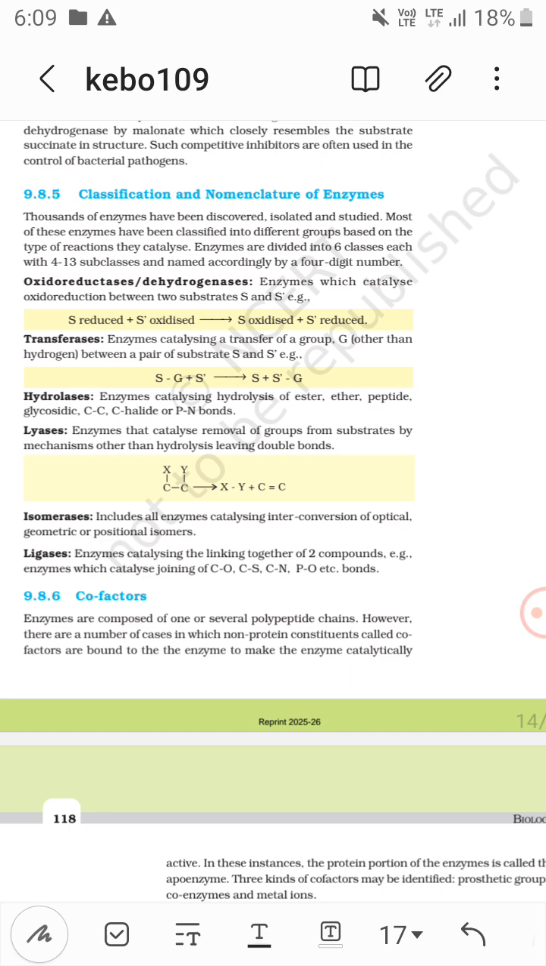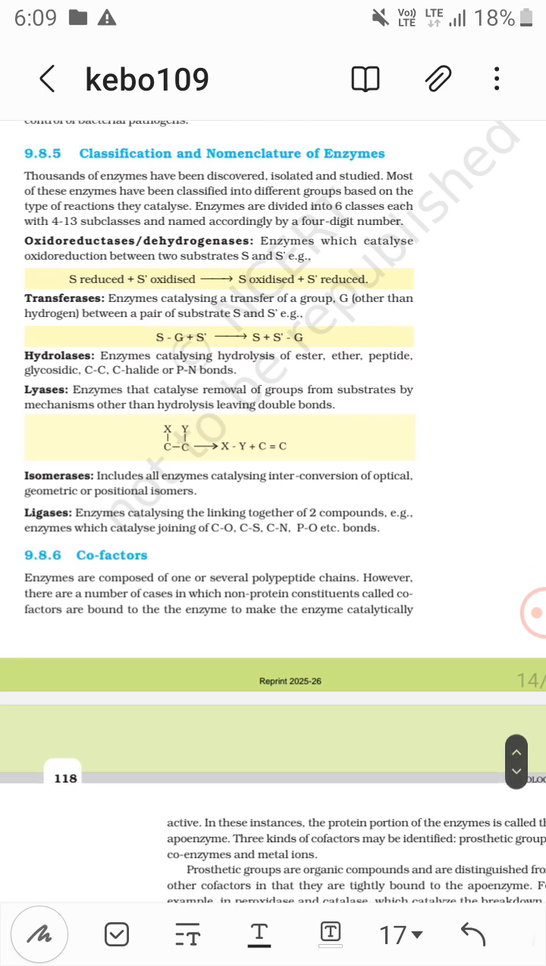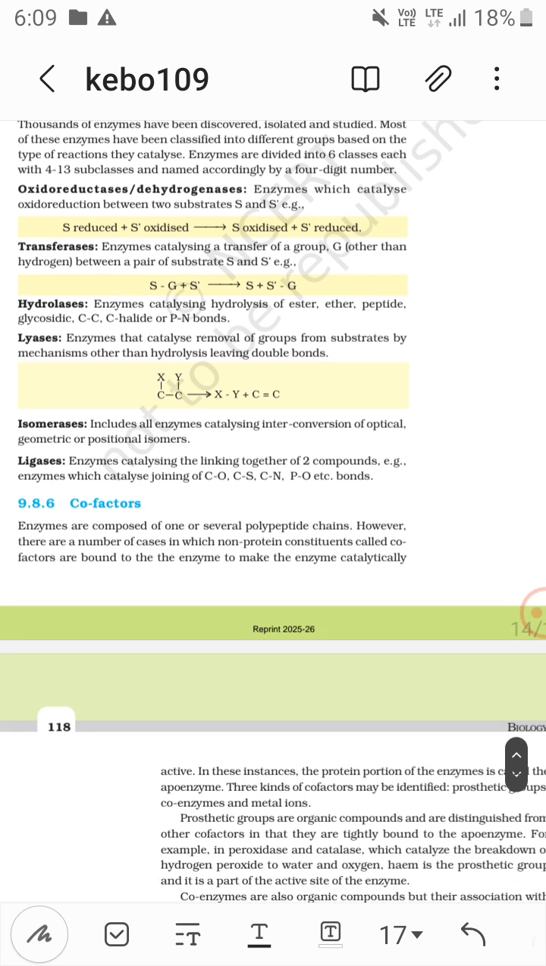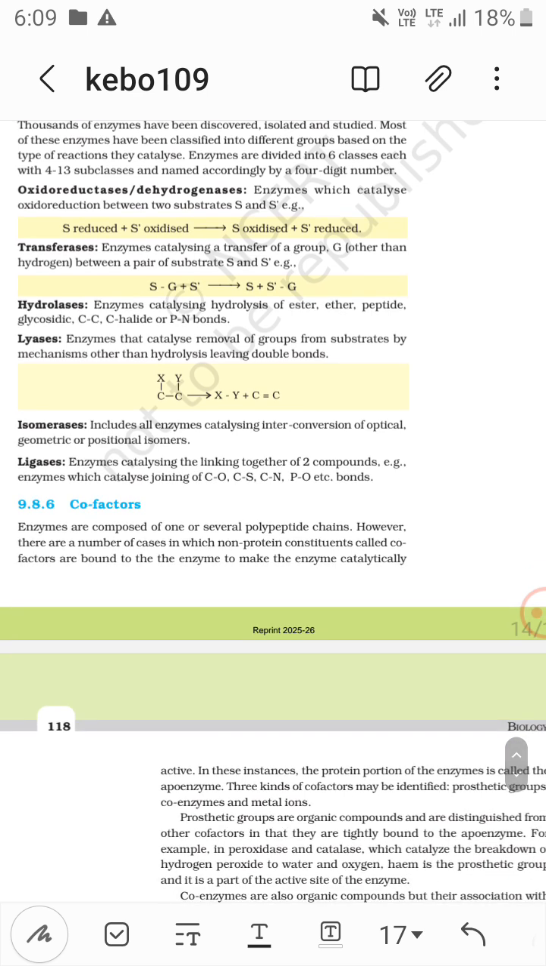So oxidoreductases and dehydrogenases. Then the second class is transferases, which transfer a group other than hydrogen between the substrate and S dash. Now hydrolases, it is the third class. These enzymes hydrolyse ester, ether, peptide, glycosidic, C-halide or P-N bonds, okay.